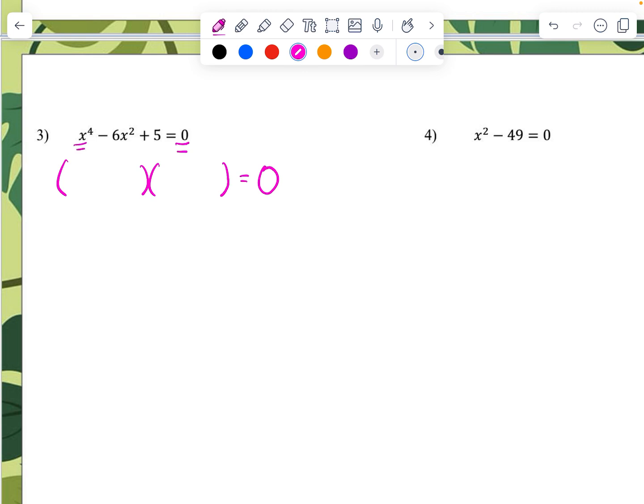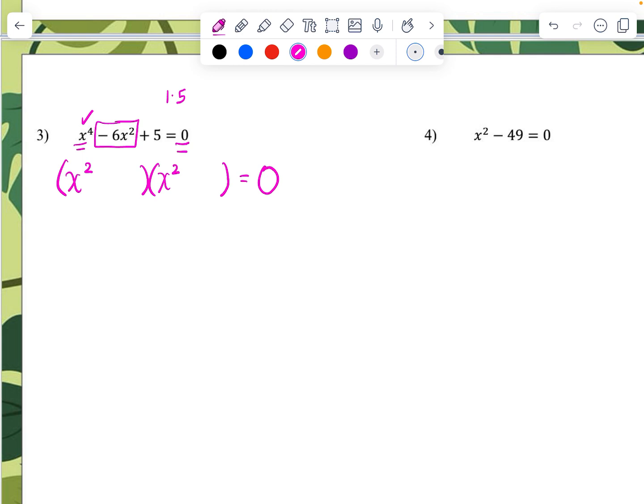So I have x to the 4th. In order to split that up equally, I want to say x squared and x squared. If I multiply x squared times x squared, I get back to x to the 4th. I notice that my last factor is 5 again. So 1 times 5 are my only choices. I'm going to have to decide where to put those. And I also notice that I'm adding to get negative 6x squared.